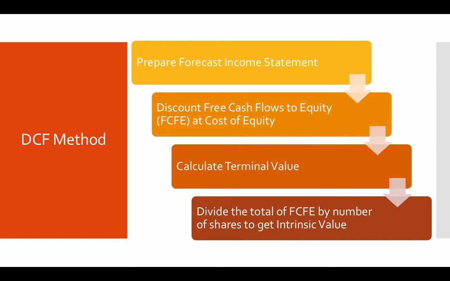Then to that we add the terminal value. The terminal value is the value which we calculate at the end of the forecast, assuming that the company will grow at a stable rate indefinitely. And then once we add that to the discounted free cash flows to equity, the resulting number needs to be divided by the number of shares to get the intrinsic value.